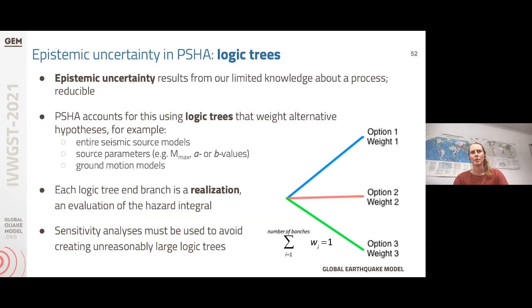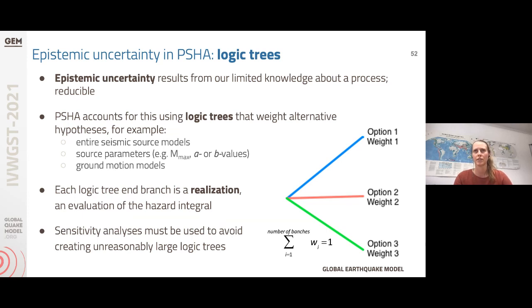So epistemic uncertainty is the result from our limited knowledge about a process, either due to limited understanding of the physics or mechanisms or due to insufficient data. And this is a type of uncertainty that is reducible as more information becomes available.